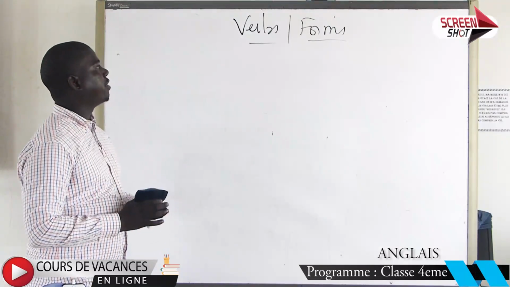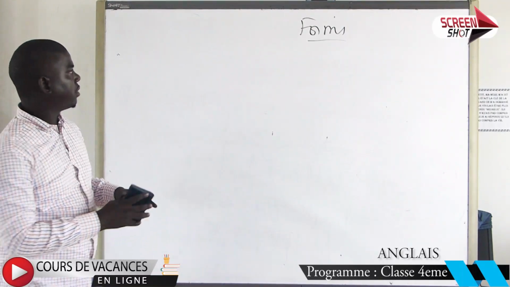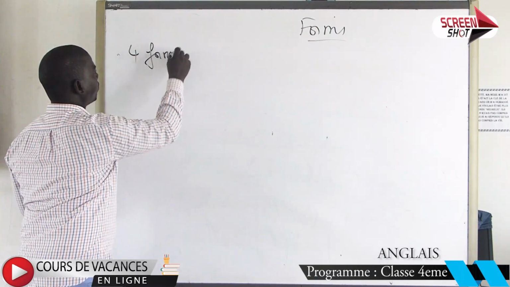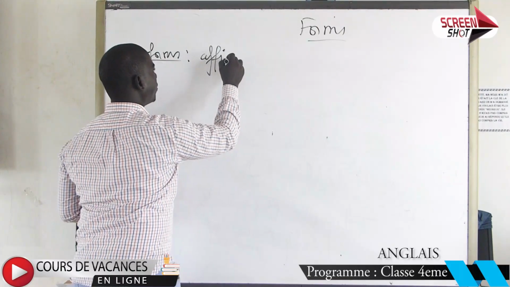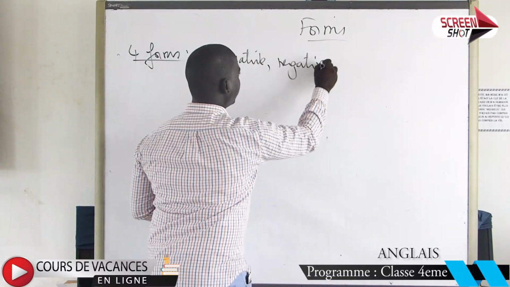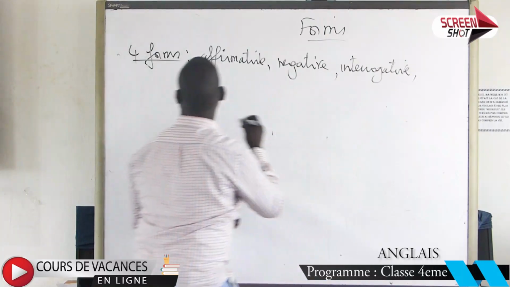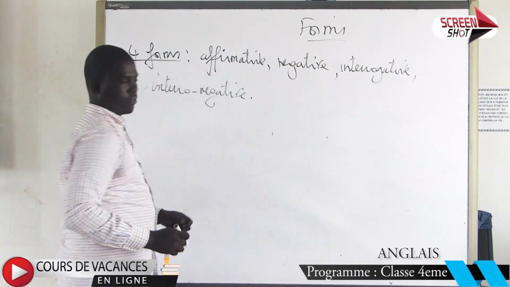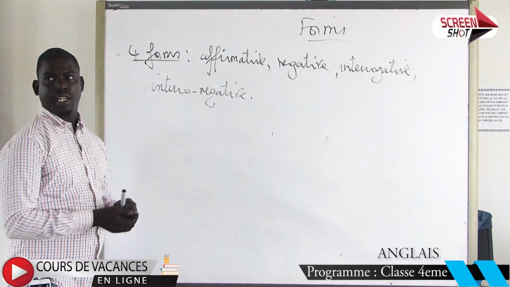Okay. So, after the verbs, we're going to see the forms. Now here, for the forms, what we notice is that we have 4 forms. We have affirmative form, we have negative form, we have interrogative, and we have negative form. Okay? Now, for each form, we will deal with auxiliaries and ordinary verbs.